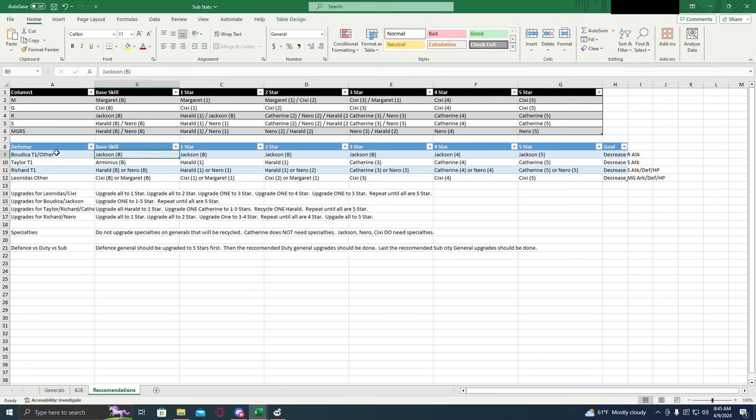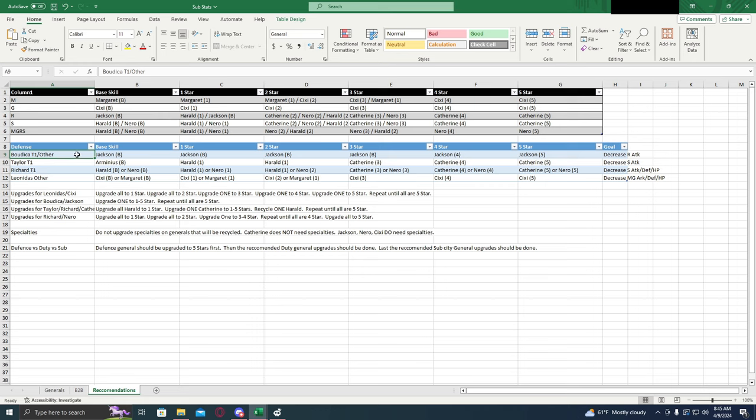Now, this blue one right here. This is which defense are we looking at and which general do I think is going to perform best for those star levels. This first one is Boudica T1 slash other. Now, T1 is obviously going to be your T1 trap with flat refines on your general gear. I know a lot of people use Boudica for a T1 trap. Personally, I wouldn't recommend that. I think she's better used as the mounted heavy defense with the percent refines for your mounted.